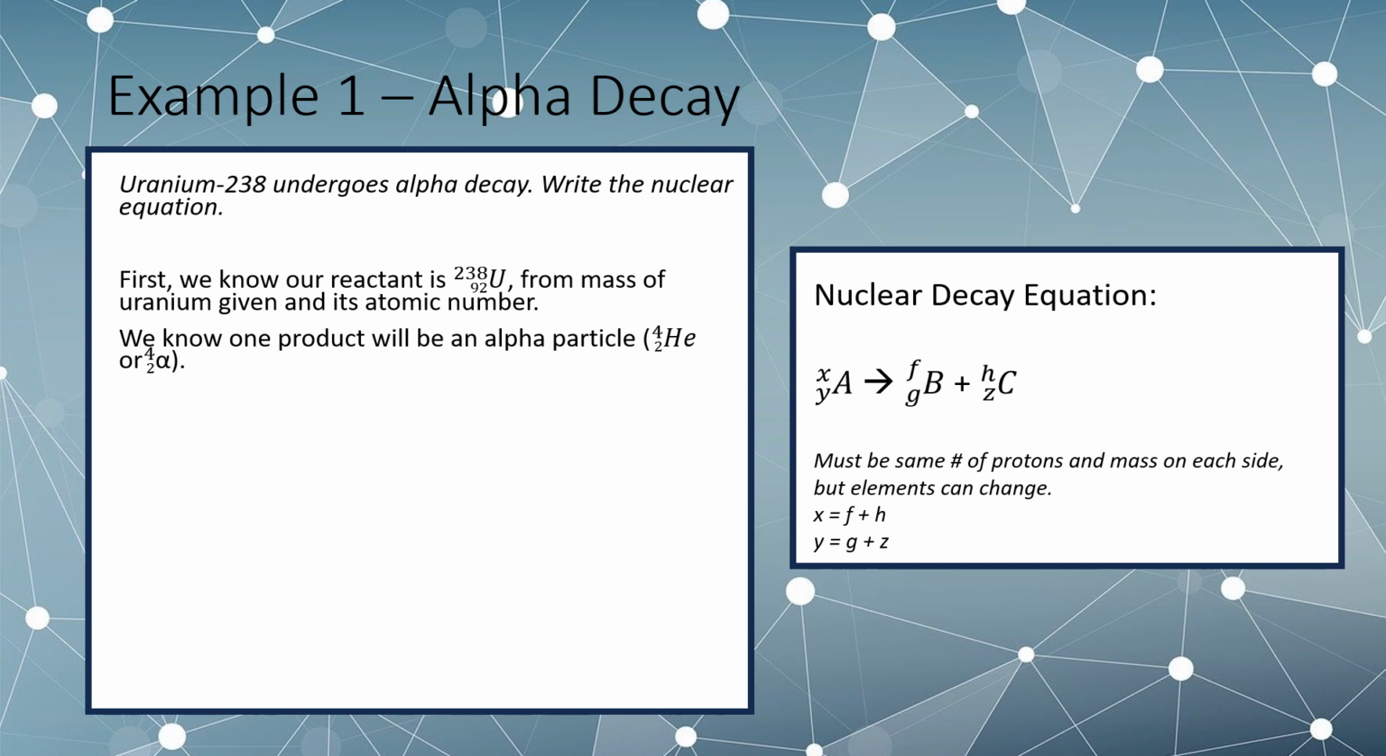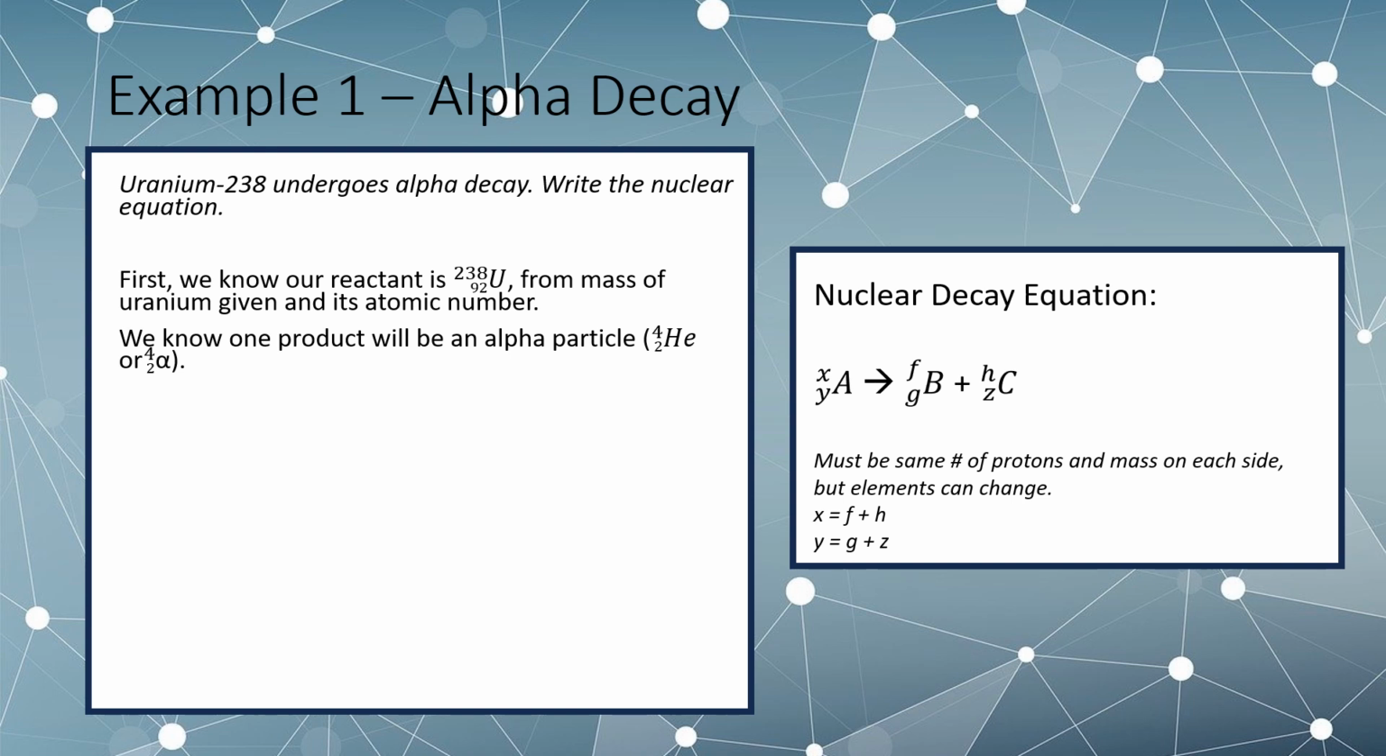So, given that, we also know that one product will be an alpha particle. Now this is very important. If something is undergoing decay, that means it's giving off that particle. So when we say alpha decay, it means that alpha particle is going to be on the right-hand side, or a product of this reaction.